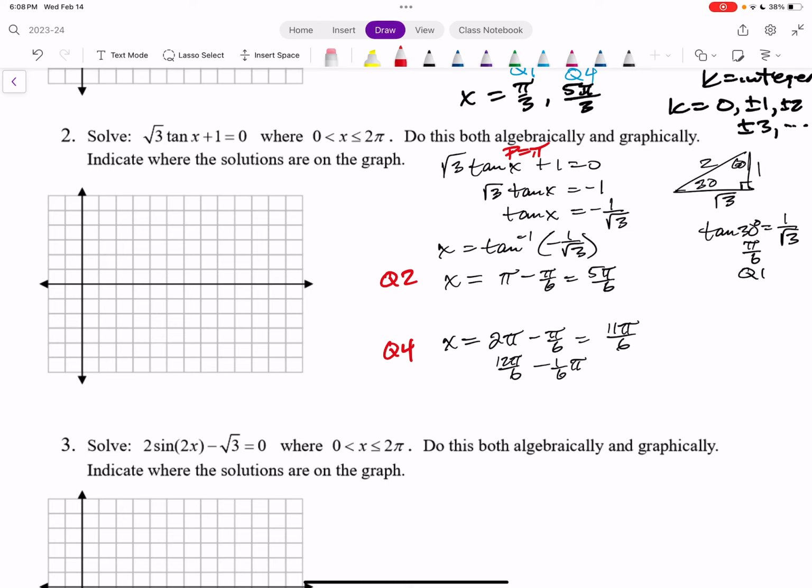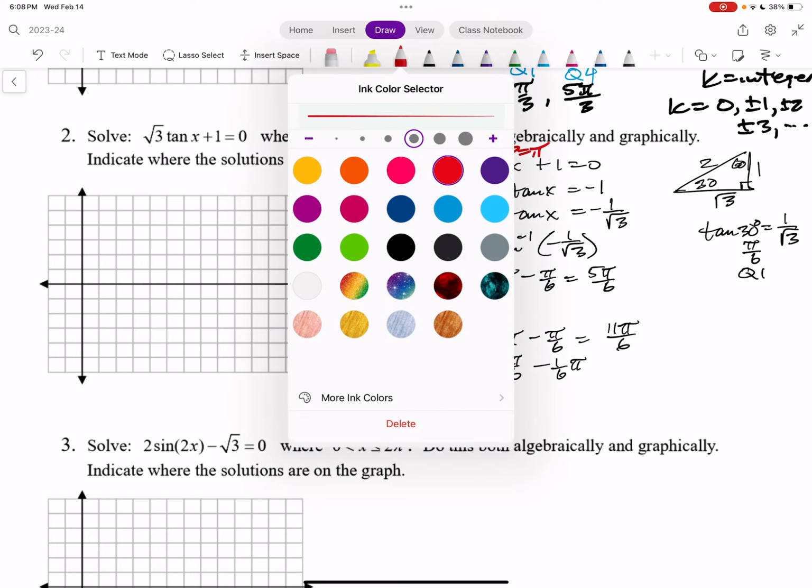If I add π to 5π/6, I get 11π/6, and add another π, well, that puts you at 17π/6, which is over 2π. So we don't want to add multiples of the period here. We only have two solutions. But let's see why, okay?